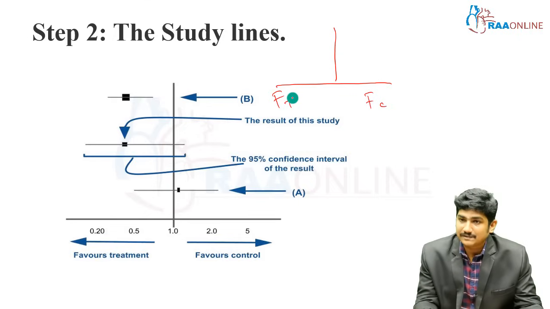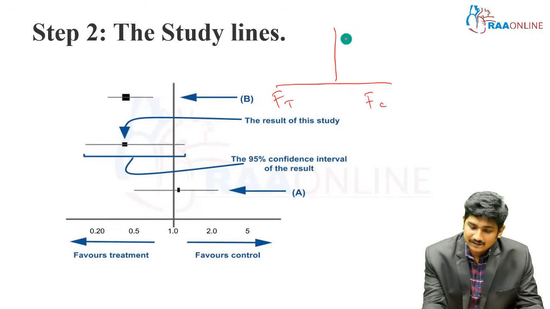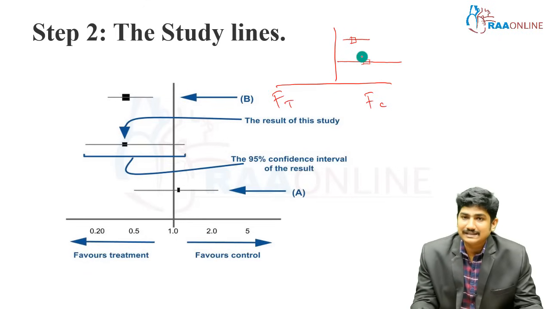The next step is we are going to draw certain horizontal lines. For example, if I draw a line like this and a box like this, you will see a line like this and a box like this. Sometimes you will see a line like this and a small box like this, right? These represent individual studies, okay?